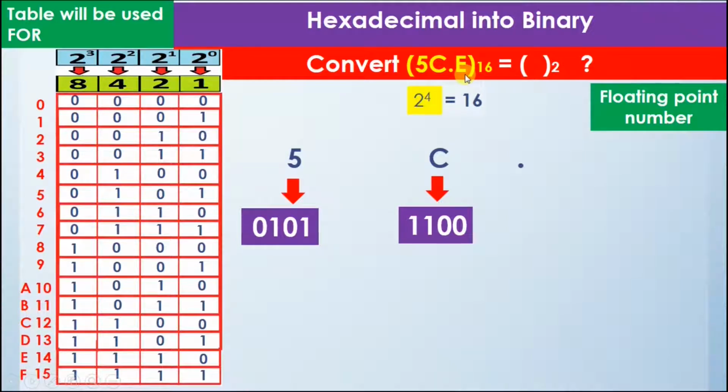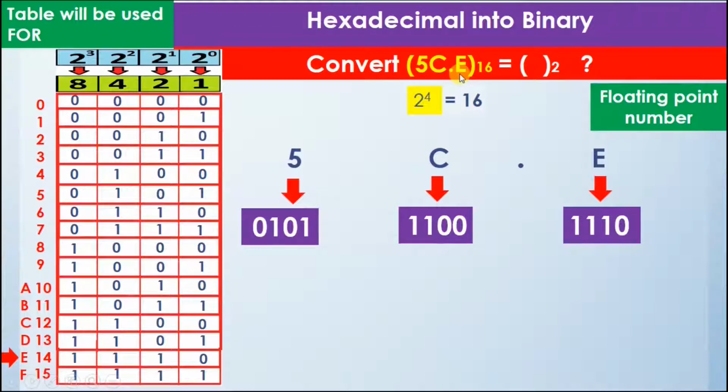So where is the letter e in the table? Here is the letter e. And we know that e is 14. And the binary value of e is 1110. So we write e as 1110. So now we have calculated all the 3 values of the 3 digits that are given.